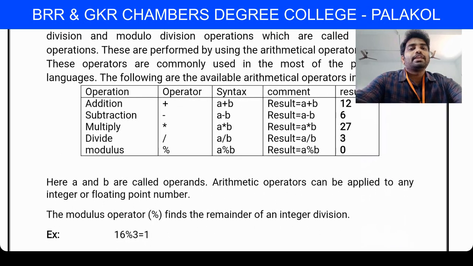Here a and b are called operands or variables. Arithmetic operators can be applied to any integer or floating point numbers. The modulus operator % finds the remainder of integer division. Suppose 16 % 3. 16 divided by 3, the remainder value is displayed. With division, the output is the quotient value, and with percentage, the remainder value is displayed.